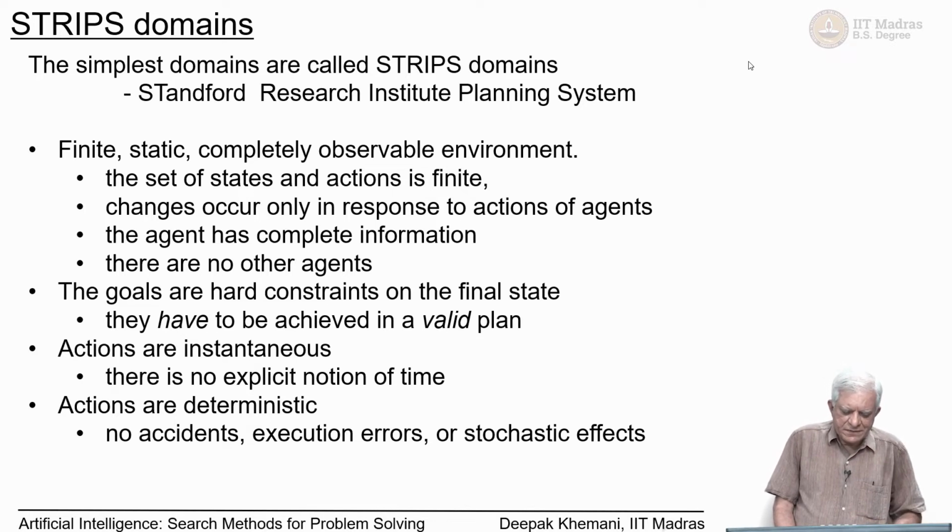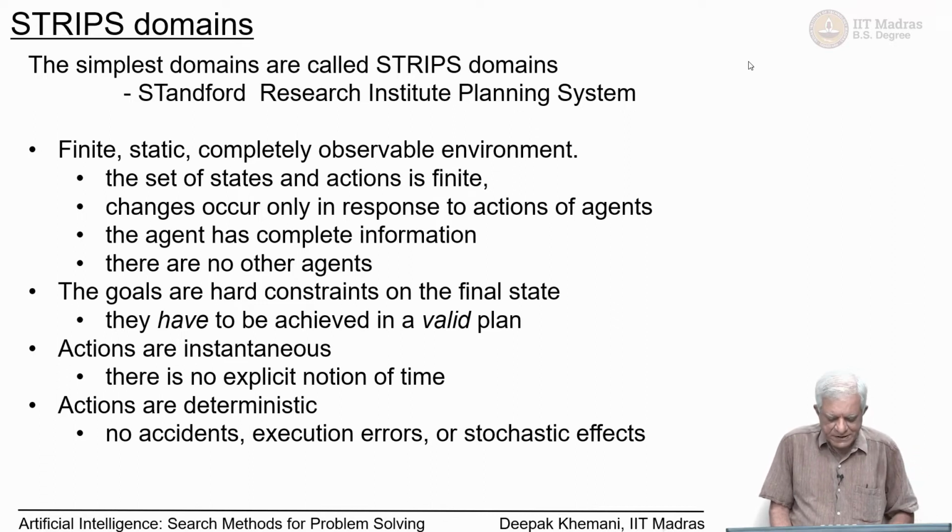Then actions are deterministic. There are no accidents when you do something. There are no execution errors or stochastic effects. Whatever action is intended to be done, that thing happens. So, if a robot is moving 5 steps in one direction, then it ends up 5 steps in that direction.